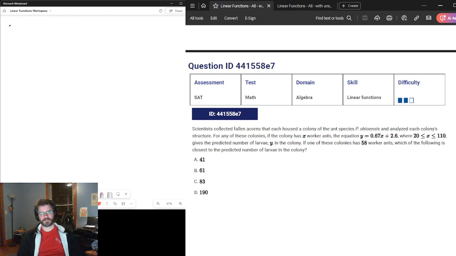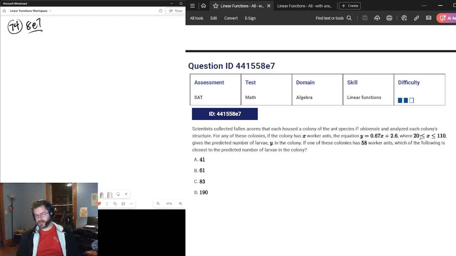74. Ending 8E7. Okay, big old word problem. I see a linear function there. Some range restrictions on x, or domain, I should say. Gives the predicted number y. The colony has 58 workers. Which of the following is the closest to the predicted number of larvae?